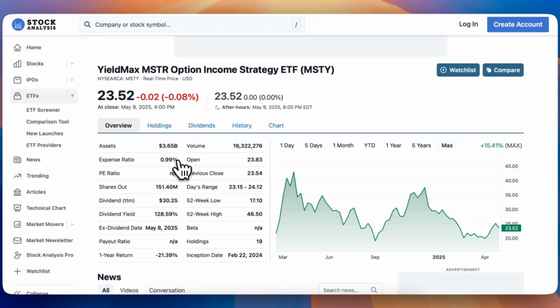We also have to note that it does have a high expense ratio of almost 1%, because this is an actively managed fund and all of that expense ratio fees go to the fund managers. So this ETF is not meant for long-term holding unless you understand the risk. You don't want to put your full portfolio into this because it's not diversified as, say, SCHD.